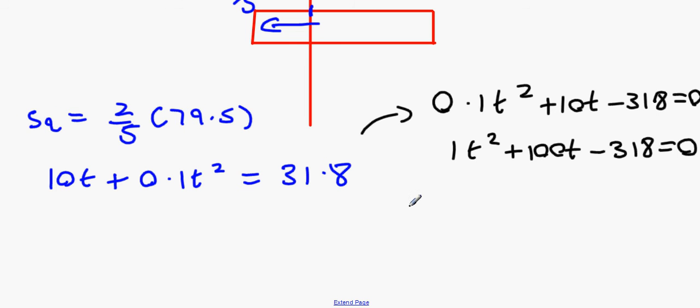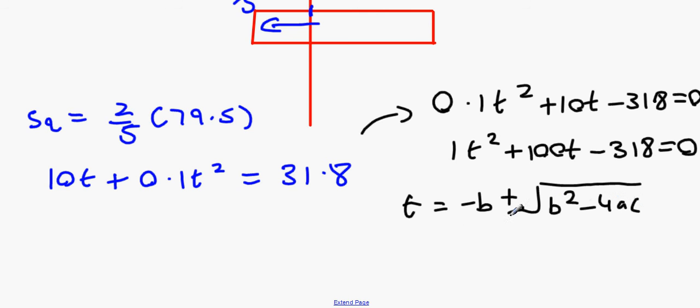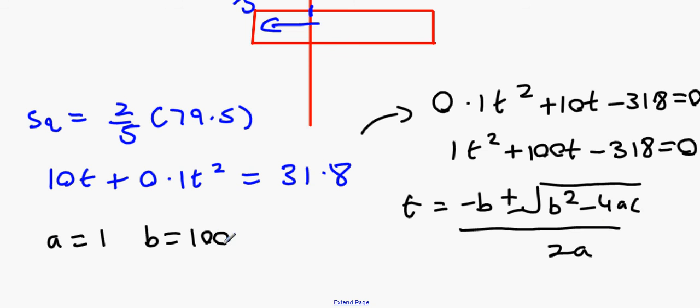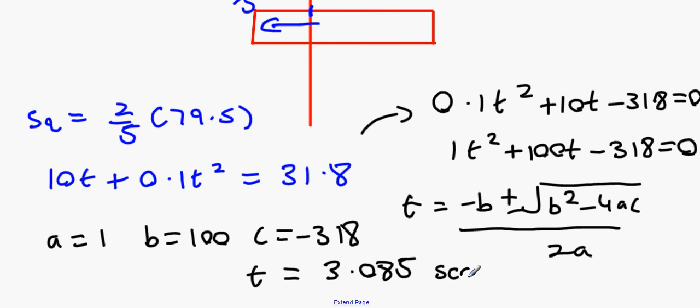So t equals minus b plus or minus the square root of b squared minus 4ac, all over 2a. Here a equals 1, b equals 100, c equals minus 318. Just go through that, and you'll find that t equals 3.085 seconds. Okay, I had to go through the minus b formula, I'm afraid.